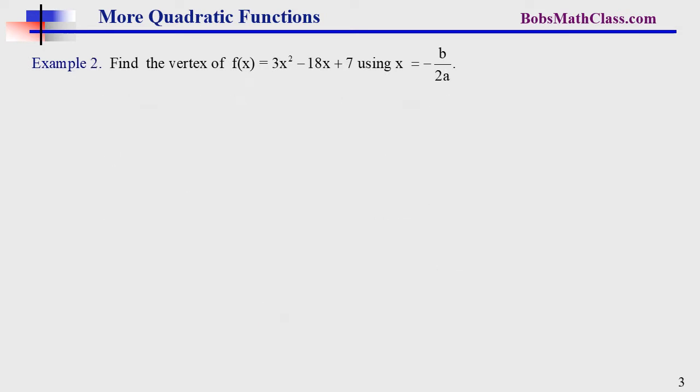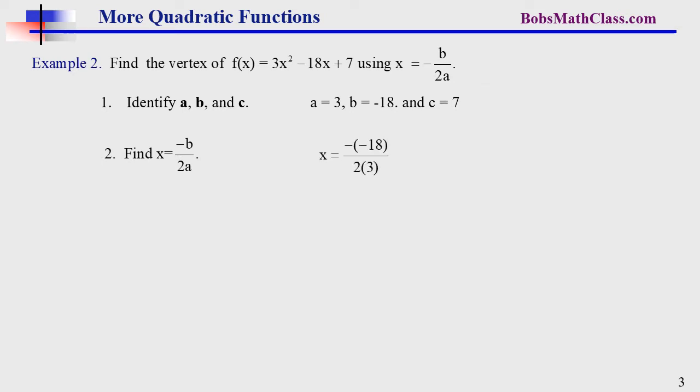All right, here's another one, very similar. Go ahead and pause the video, work it out, and come back when you're done. All right, a, b, and c. a is 3, b is negative 18, and c is 7. We actually don't use c, but we're writing it down anyways. So x equals negative b over 2a. That's minus negative 18 over 2 times 3. 18 over 6, which is 3.